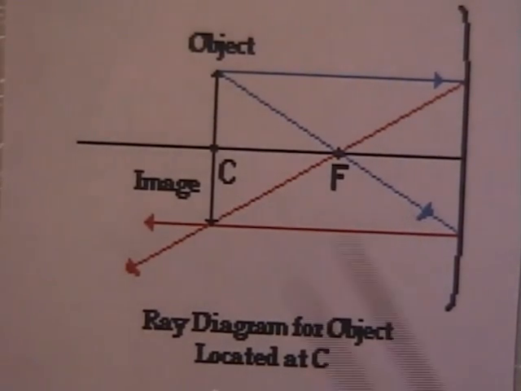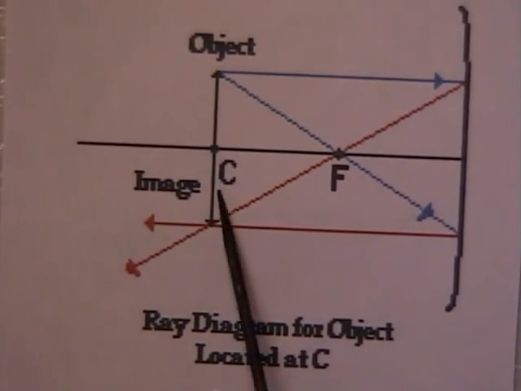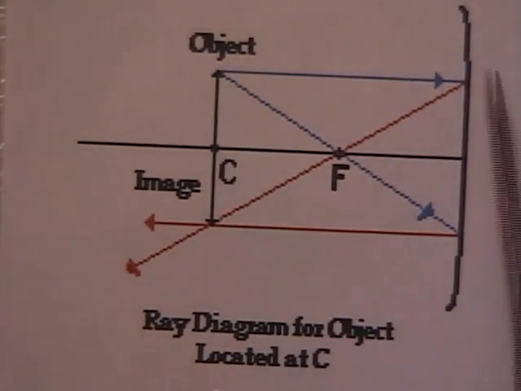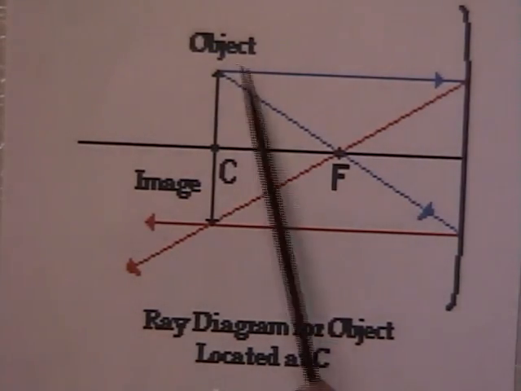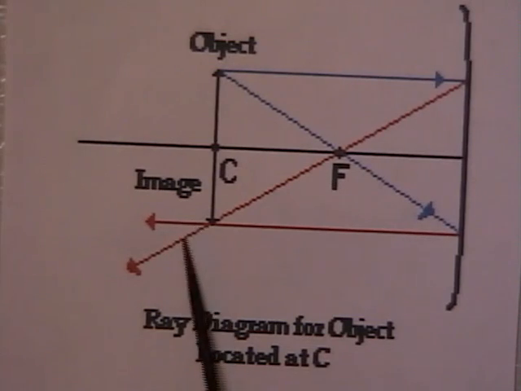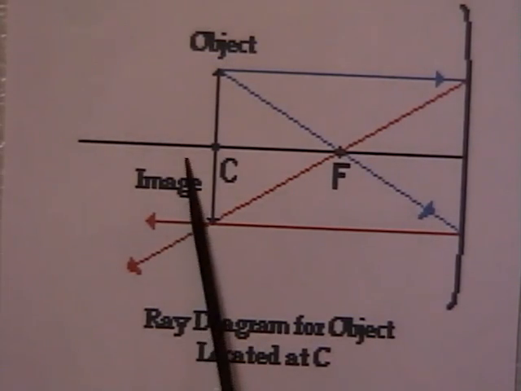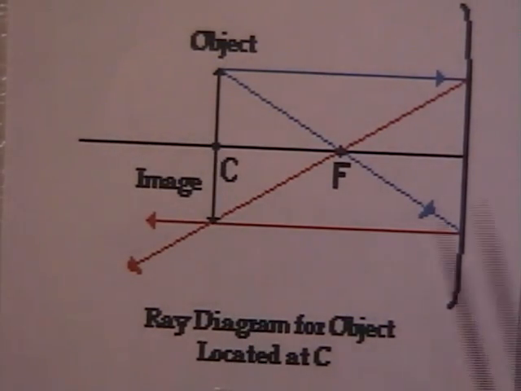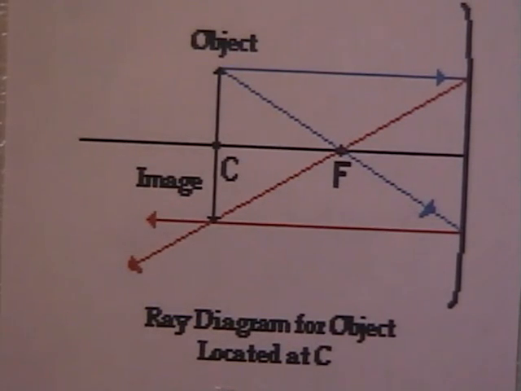This is an example of ray tracing from when our object is right at our center of curvature. We still draw our lines like we normally do, but notice where it ends up. Our image is at the same place as where our object is, and it's the same size, but just the inverse of it.